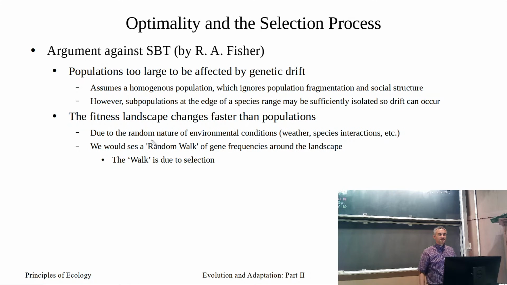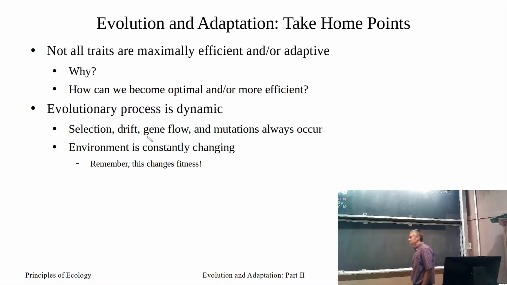See if we can come up with some real good take-home points, real good summaries. All right, so we're talking about adaptations and how they originate, and this isn't going to be the only discussion of those things. But the key point with evolution is that not all traits are maximally efficient and or adaptive. Some traits are actually pretty bad for our organism. But if it has other traits that allow it to survive, they'll persist. So, why aren't traits maximally efficient and or adaptive?